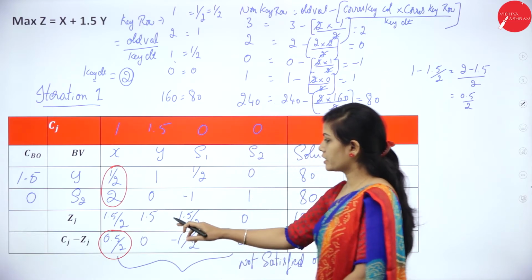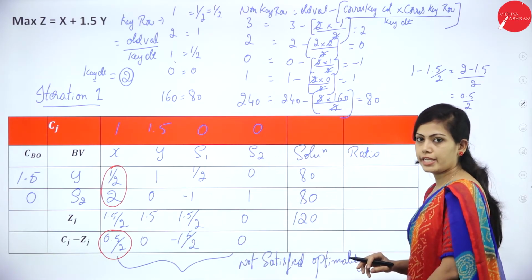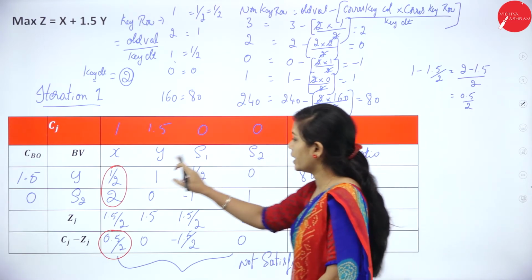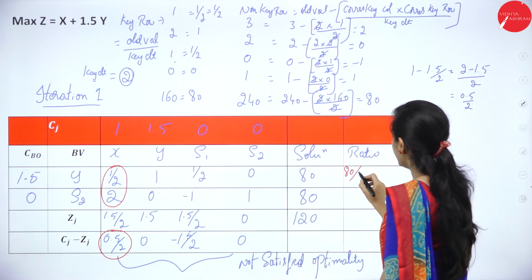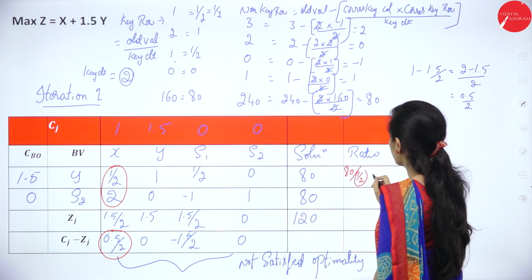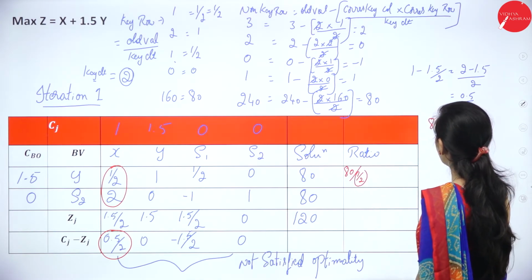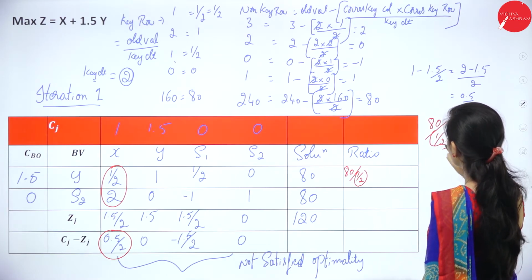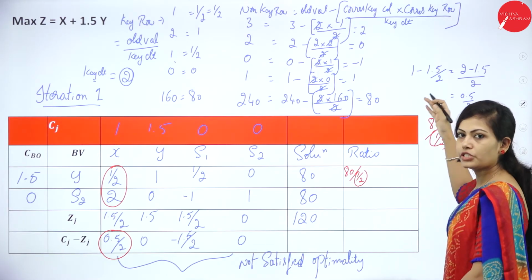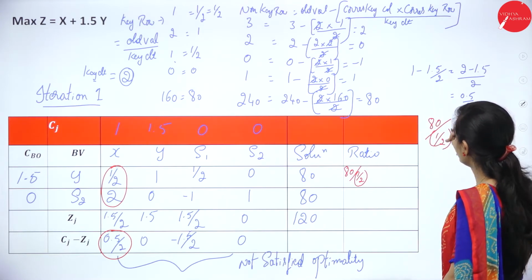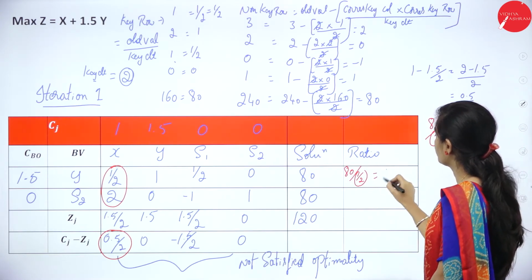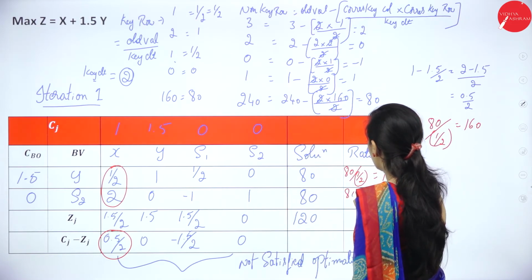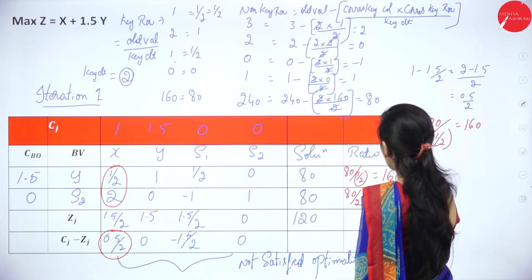And after finding the key column, we can find the ratio, that is solution divided by key column. 80 by 1 by 2. 80 divided by 1 by 2 means it is 160. So 1 by 2 will shift to the numerator. 80 into 2 is 160 and 80 by 2 is 40.